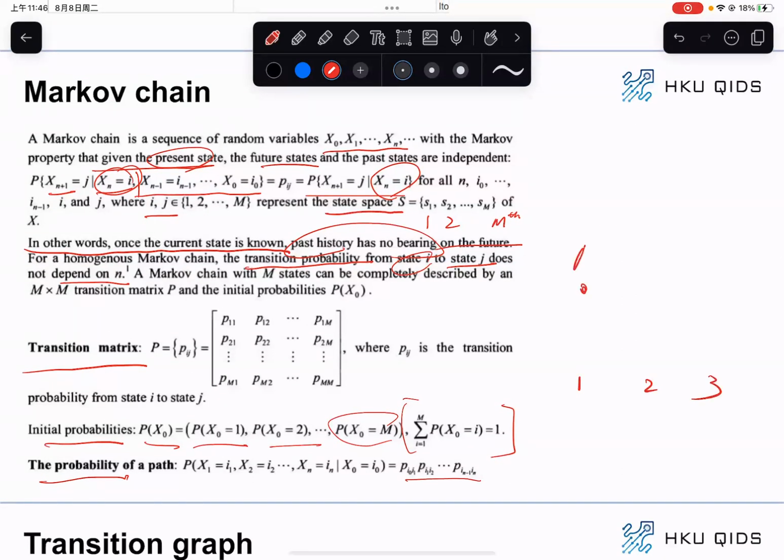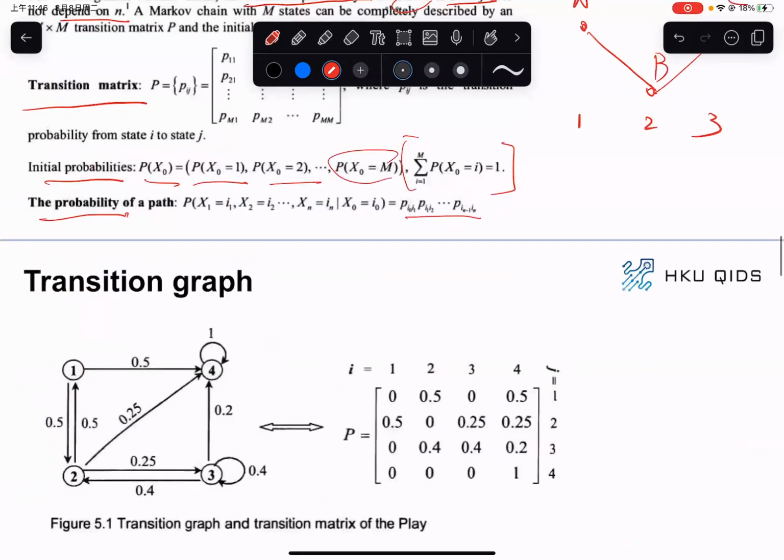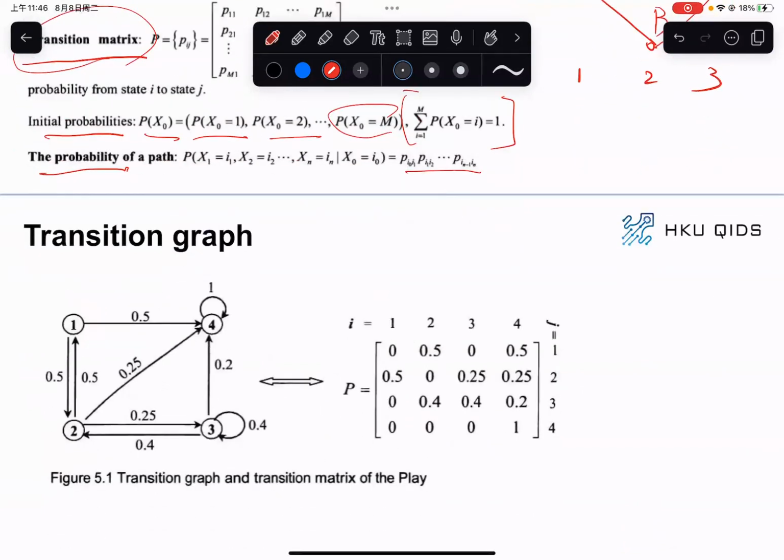Let's say we have 3 states. At the first step, you are at A. At the second step, you are at B. And at the third step, you are at C. And then we can also write a transition graph, which is a good way for us to visualize the whole stochastic process. For example, if we already have a transition matrix, let's say like this one, how do we read this matrix? It means that the probability is always from i to j.